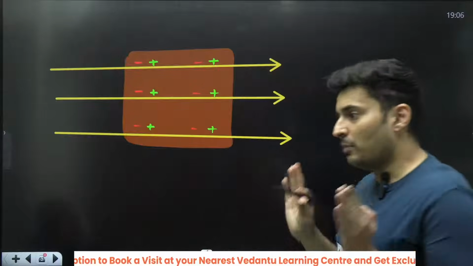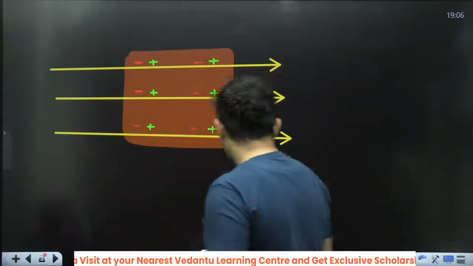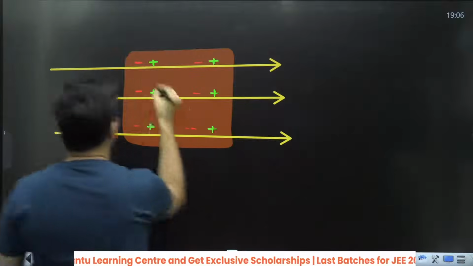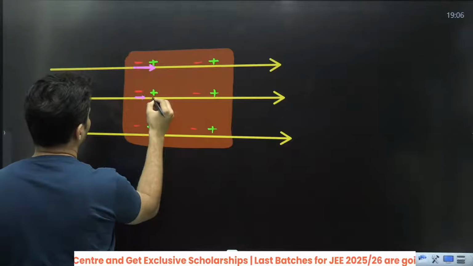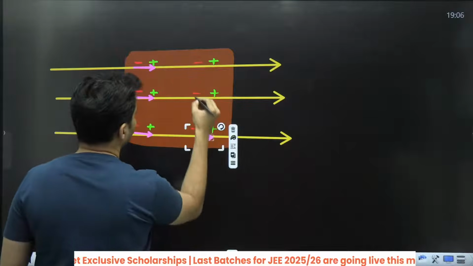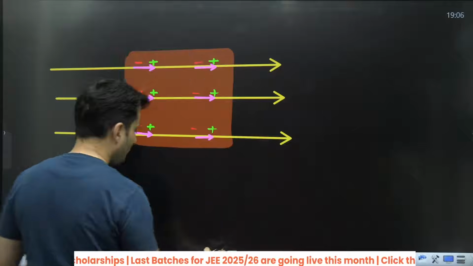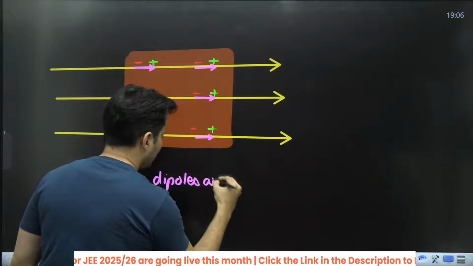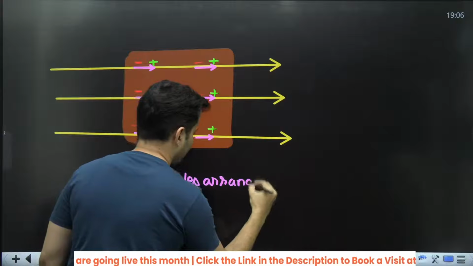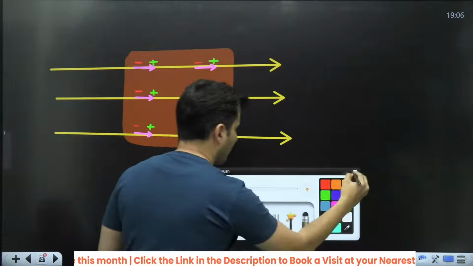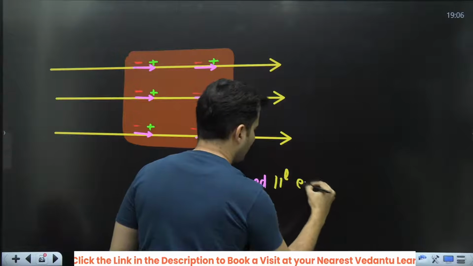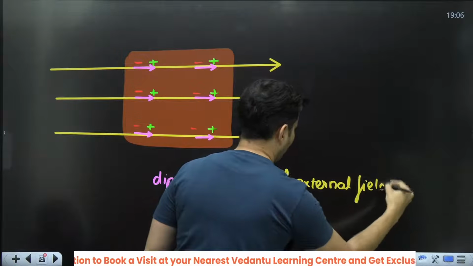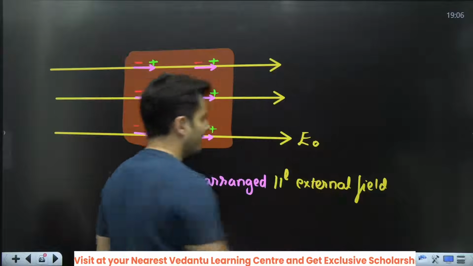So once these dipoles orient themselves like this with their dipole moments in this particular direction, in the direction of the external field, the dipoles are arranged parallel to the external field. What happens next? This was your external field.